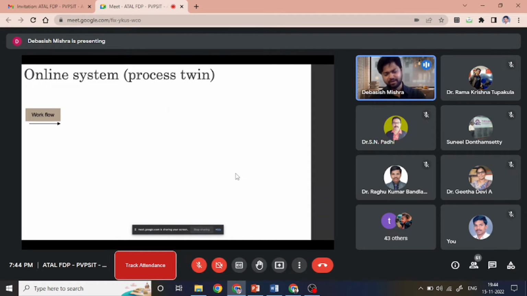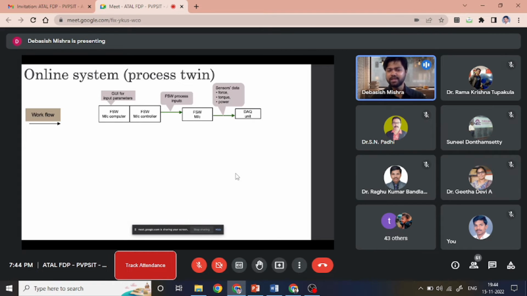So this is the slide where I'm going to discuss the online system that we have developed for this welding process. And the first thing, as I told, in the cyber physical system, we have the physical component, and here, as the physical component, we have the welding machine. The welding machine has a controller which takes care of all the electronic components in the machine, and we have a computer which gives us a GUI, the graphical user interface, where we interact with the machine for inputting the input parameters.